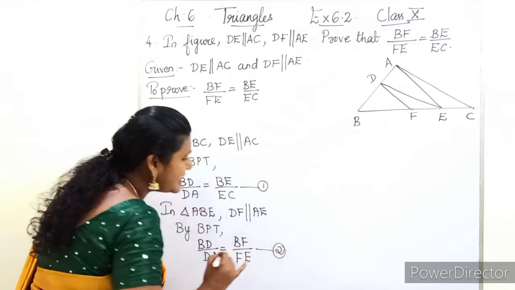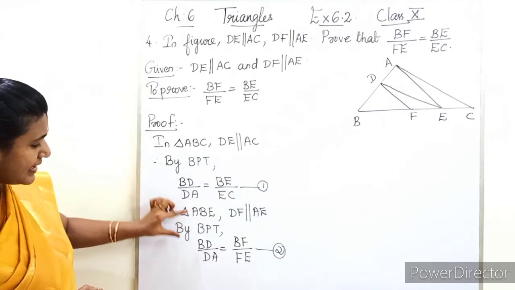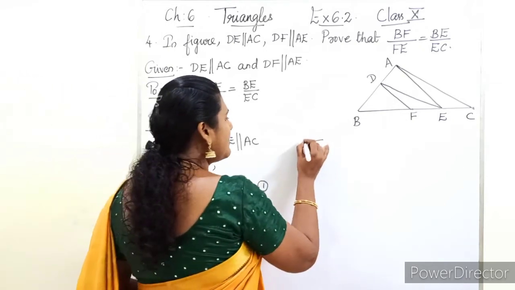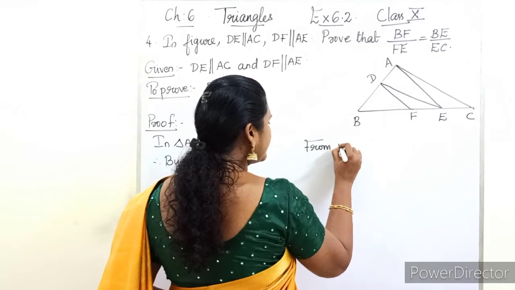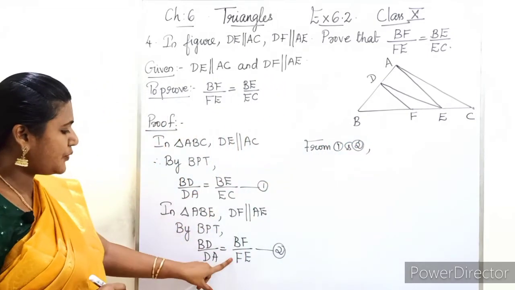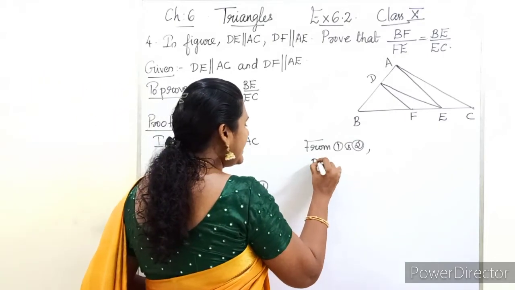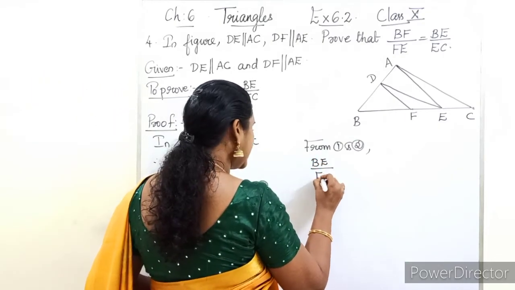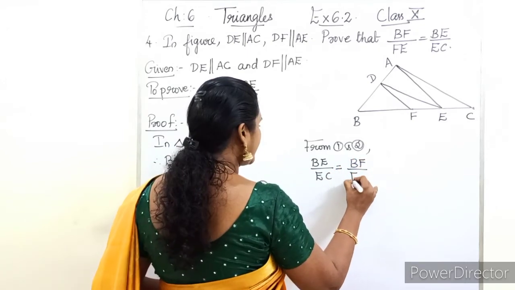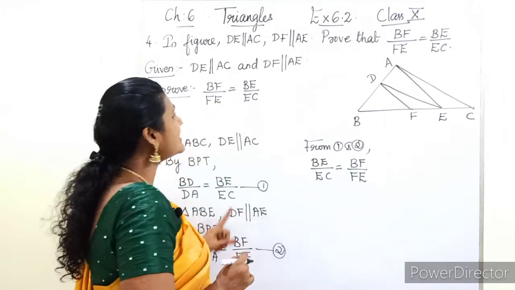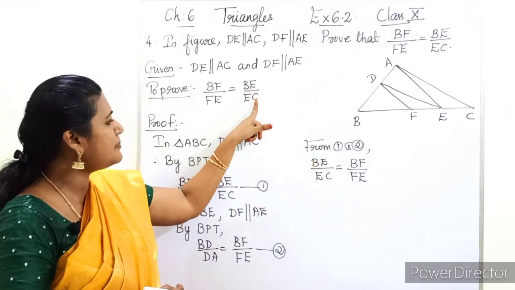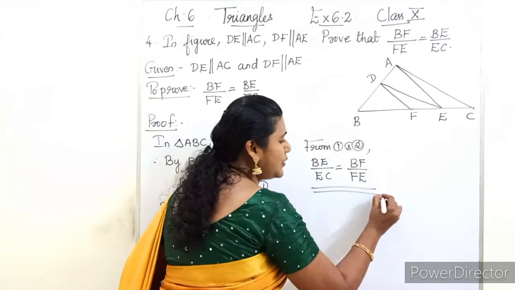Now you see these two equations. Here the left side is same. So we can equate the right side. So from equation 1 and 2, since the left side expression is same, we can equate the right side. So we will get the equation BE by EC is equal to BF by FE. So this is what actually you want to prove. BF by FE is equal to BE by EC. So this is what you have to prove.